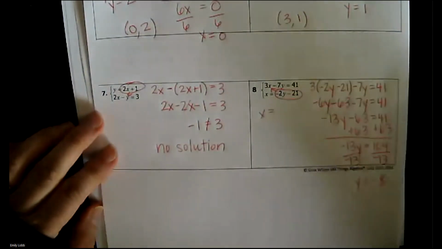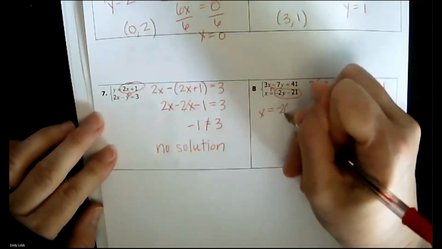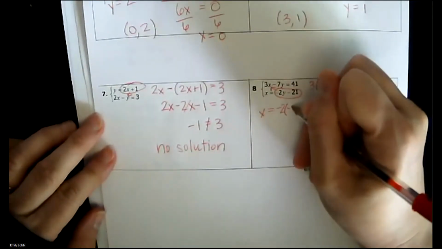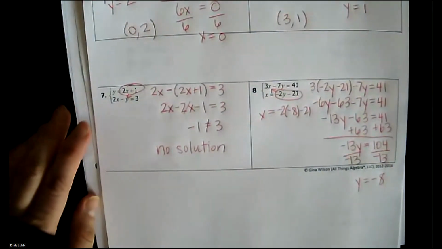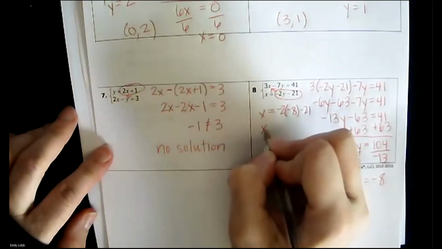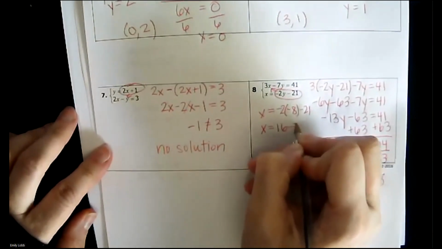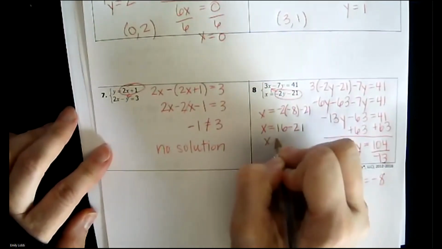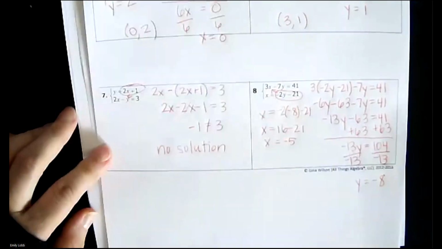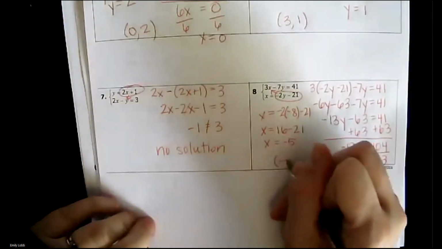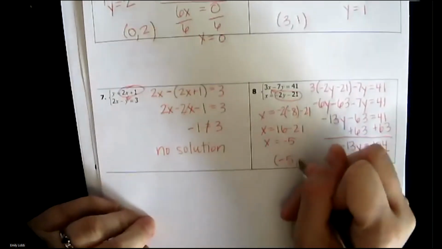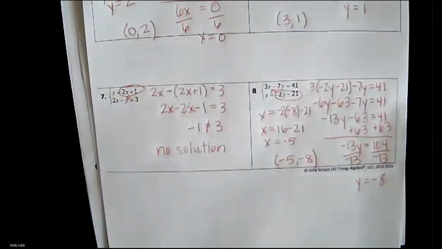So this one's a bit longer. Negative 2 times negative 8 minus 21. So here I have x equals 16 minus 21. So x has to equal negative 5. So this is a negative 5, negative 8.